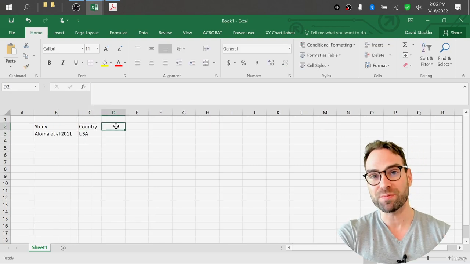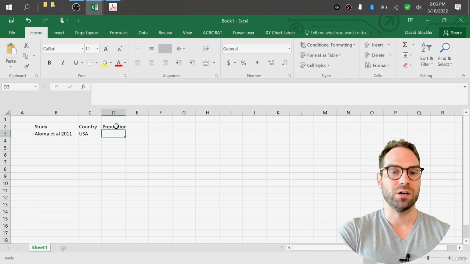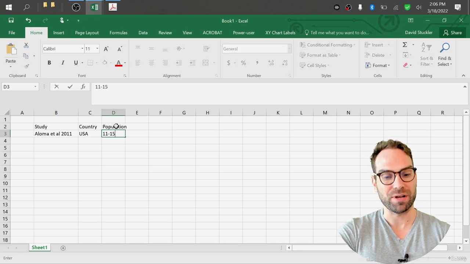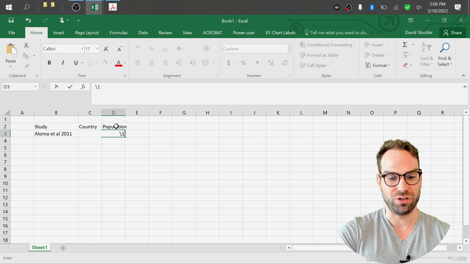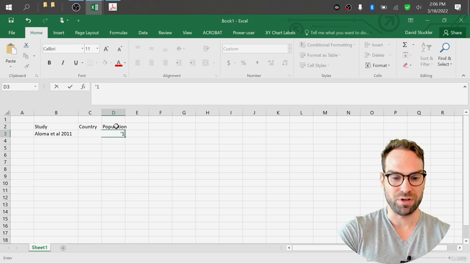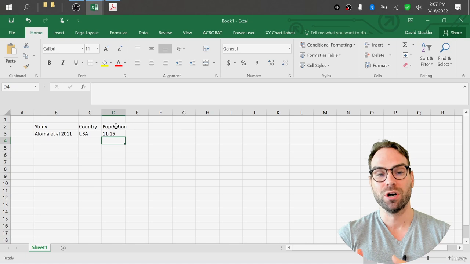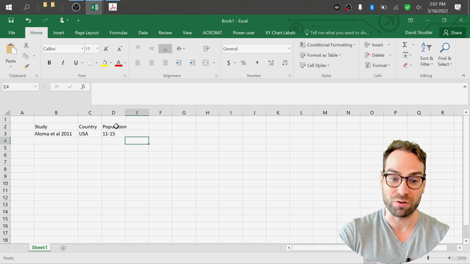Then, if it's worth specifying, you might want to say the study population. So that could be, for example, let's say ages, and keep that tidy for yourself, ages 11 to 15. No, I don't want the date. 11 to 15 might be your study inclusion. And if the age is important to defining your population, put that. This is going to vary for each of your studies, of course, and vary with your PICO.